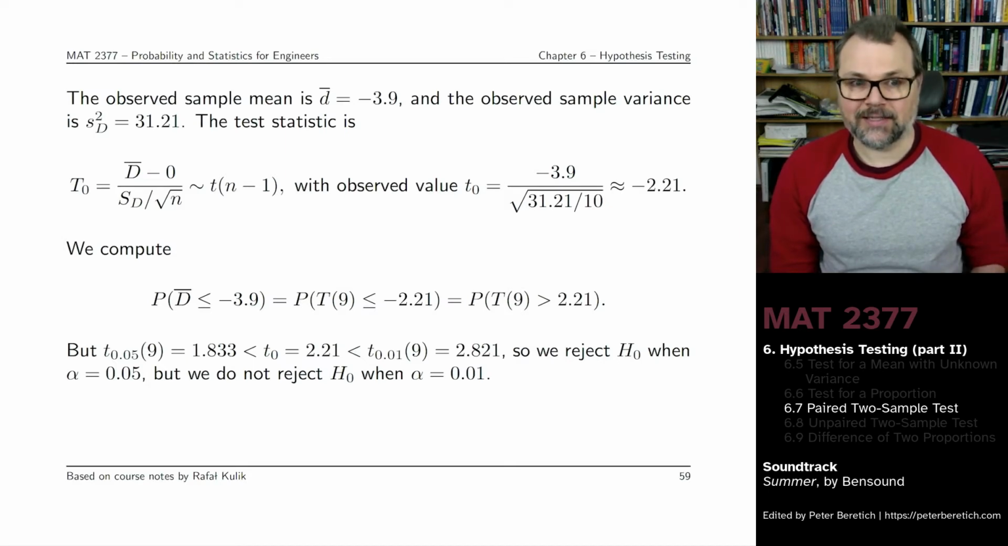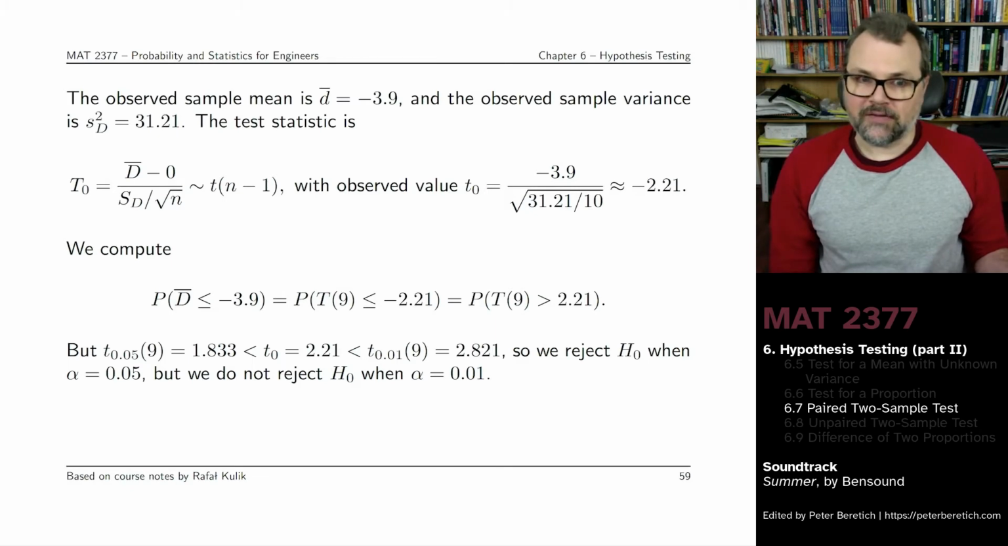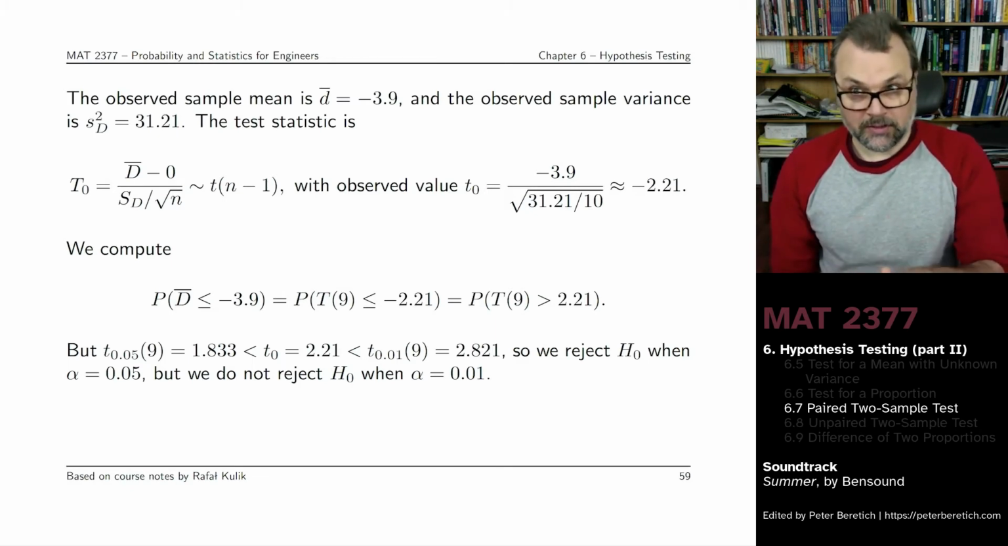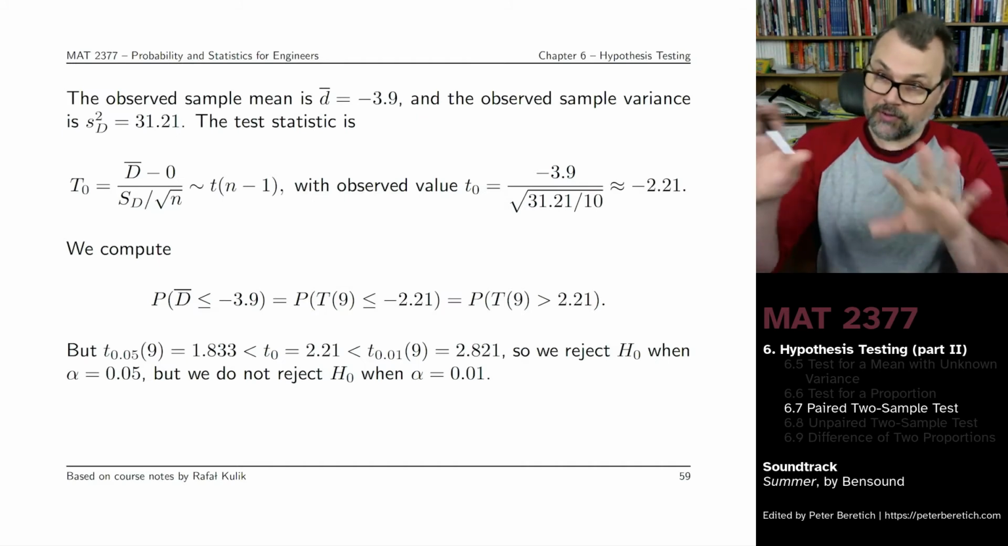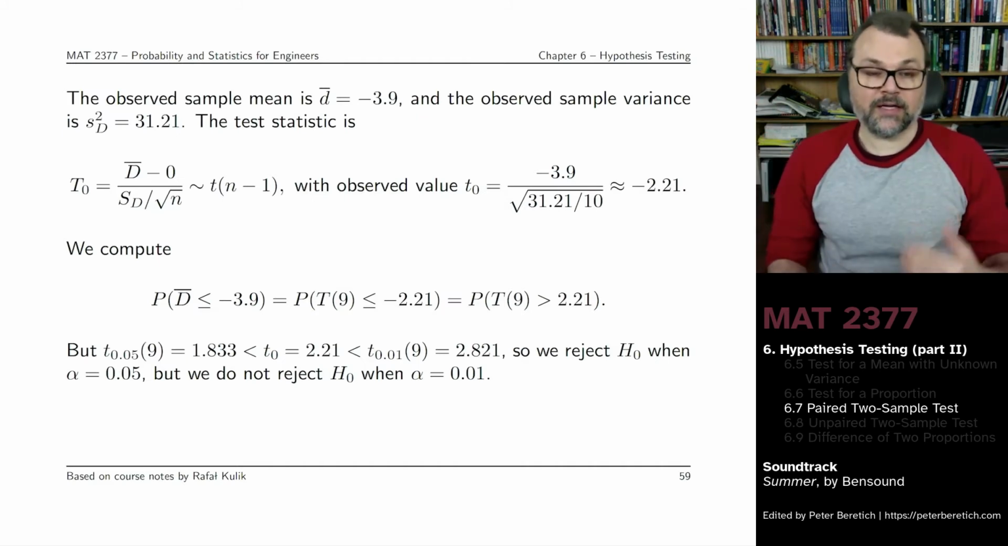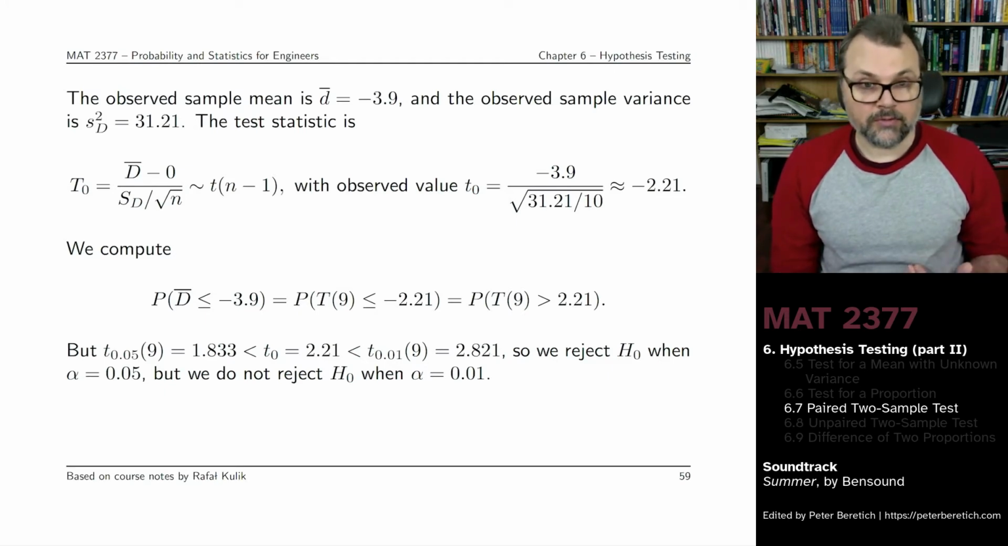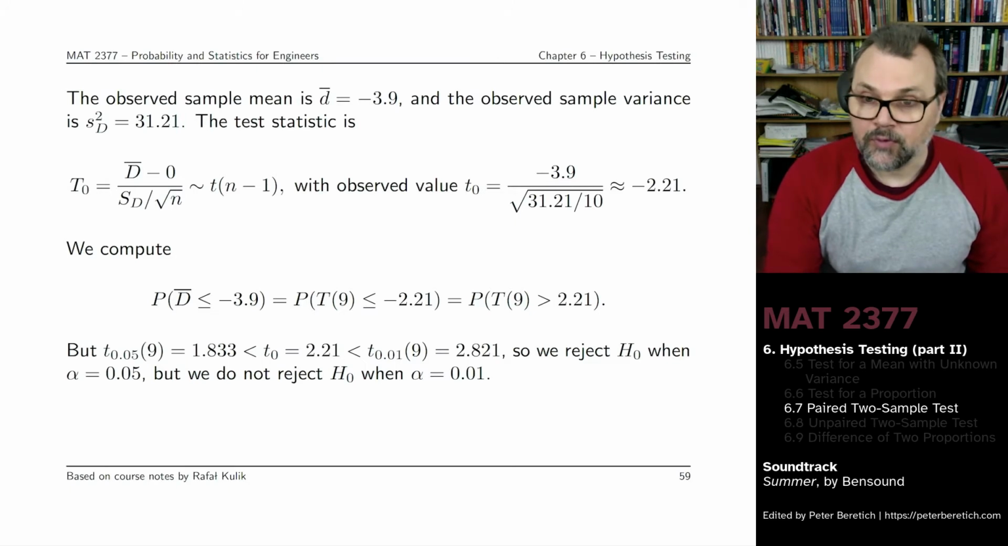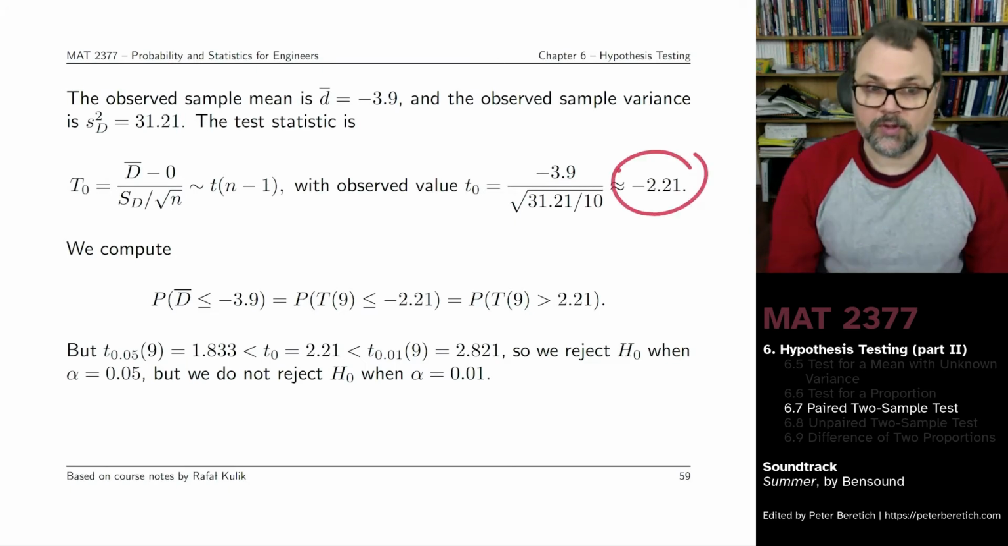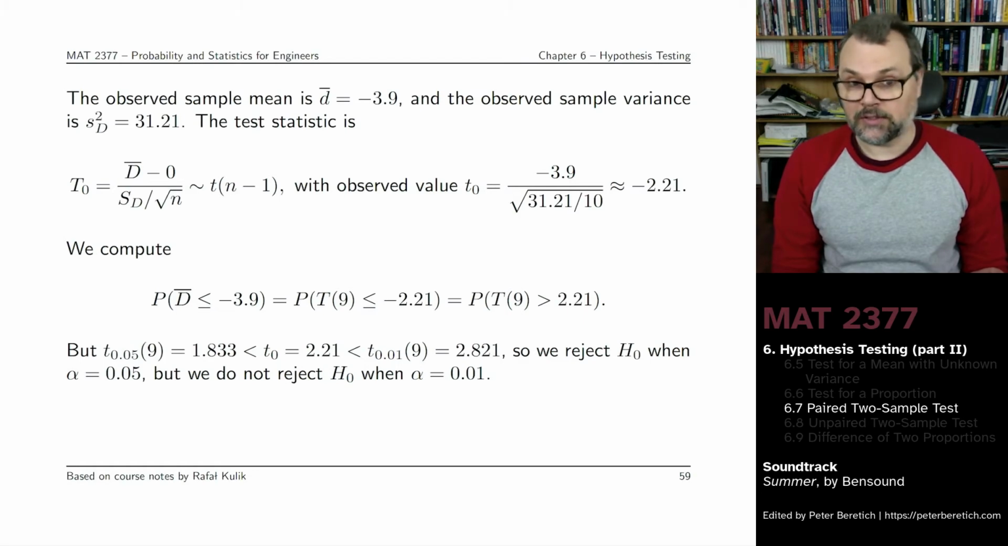The test statistic in this case would be the sample mean of the differences minus 0, assuming that the null hypothesis holds, which is to say that the population means are actually equal, divided by the sample standard deviation of the differences divided by the square root of the sample size. And that should follow a student t distribution with n-1 degrees of freedom if the null hypothesis is valid. The observed value of the t statistic, if you plug in the numbers minus 3.9, 31.21, and 10, will be minus 2.21.